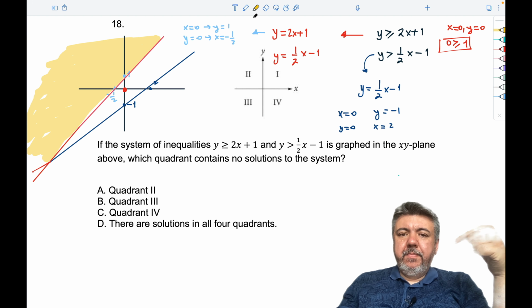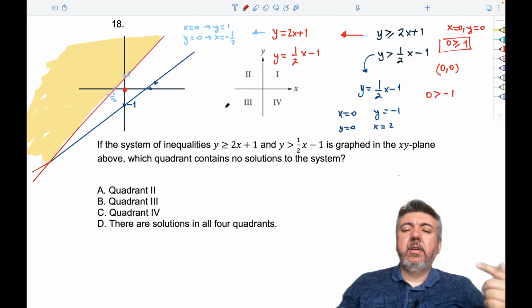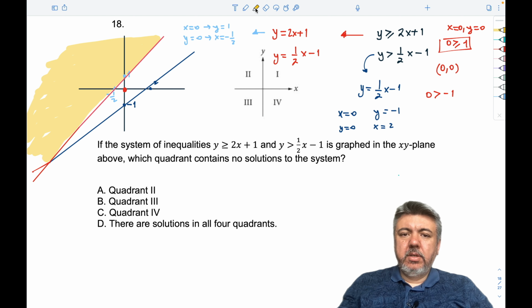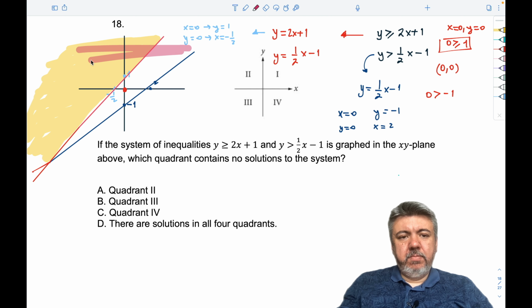Now the other one. The other one is this one. So take the origin, 0 and 0. 0 greater than minus 1. That's correct. So we will take the part with origin included. So I will use this part.